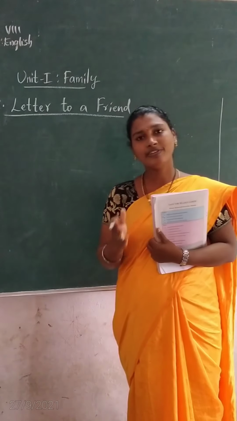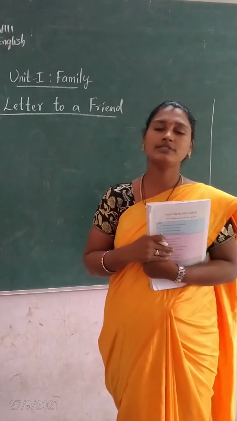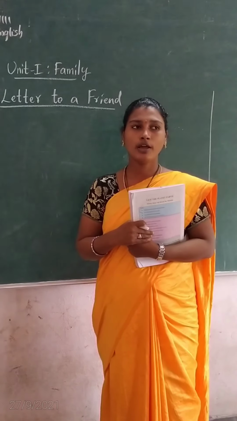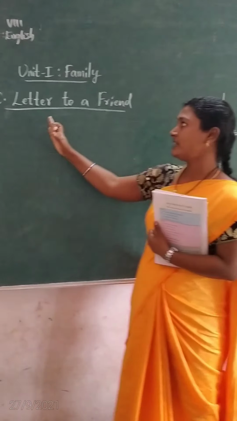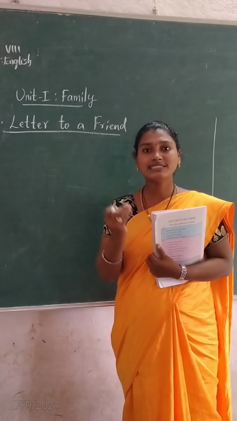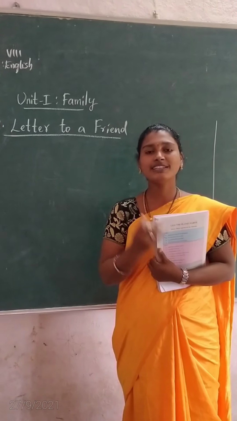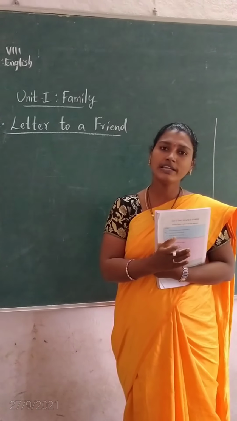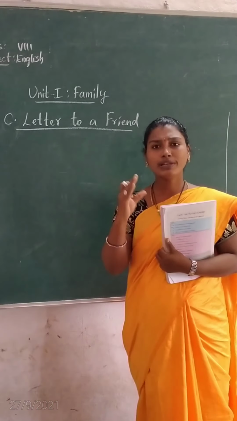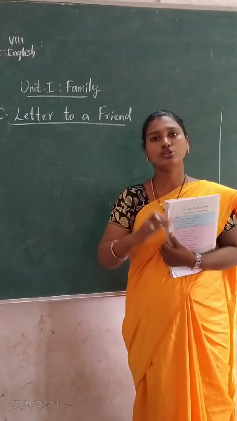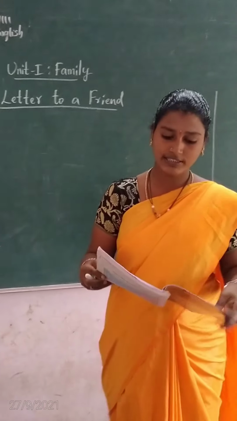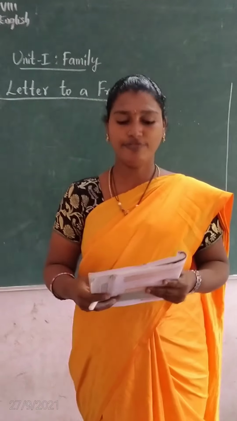Already we have learned about small family, that is nuclear family, and joint family or big family, right? Now, here in the C reading, letter to your friend, we are going to have the distinguishing differences between a nuclear family and joint family. Or you can simply say a nuclear family living in the city and a joint family living in the village. Okay children, let us go to our C reading, letter to a friend.